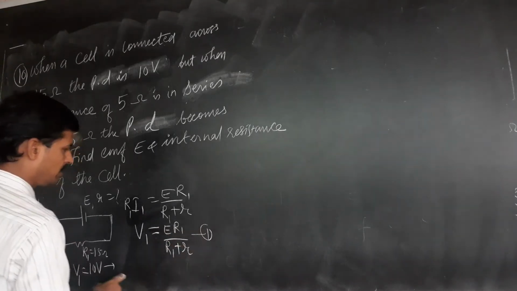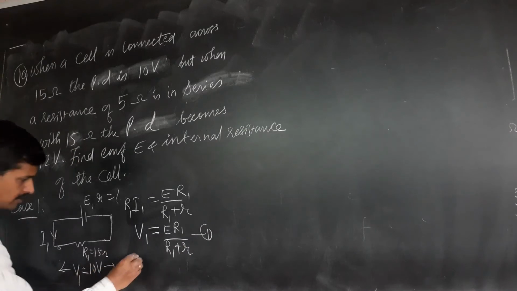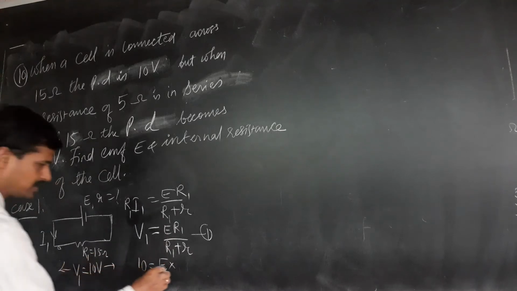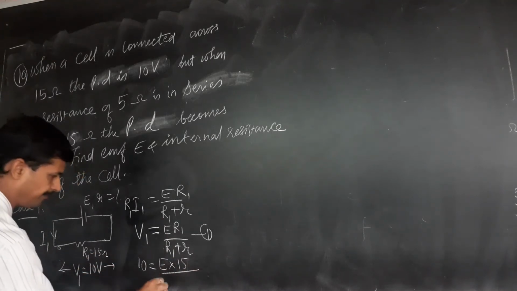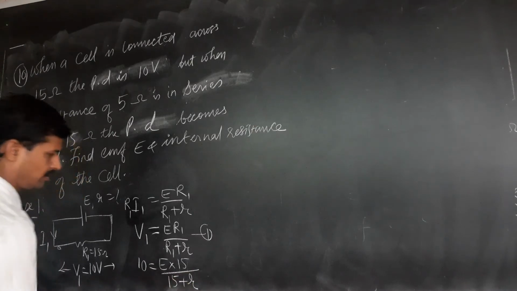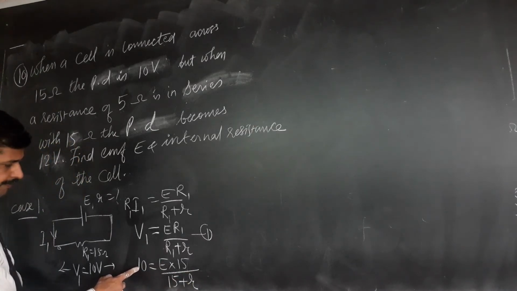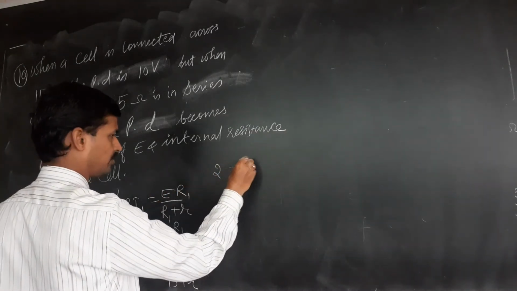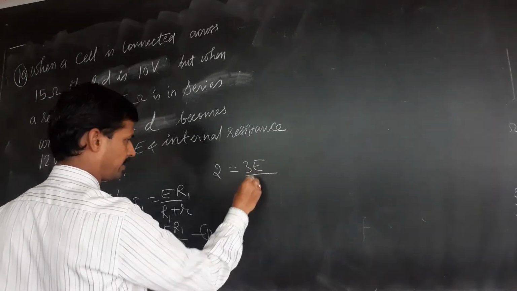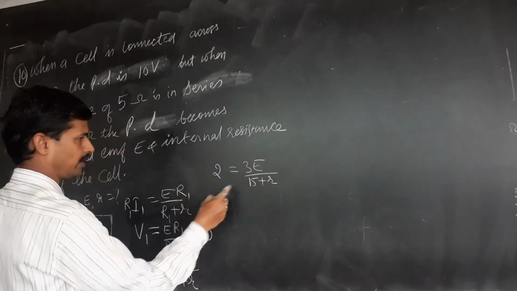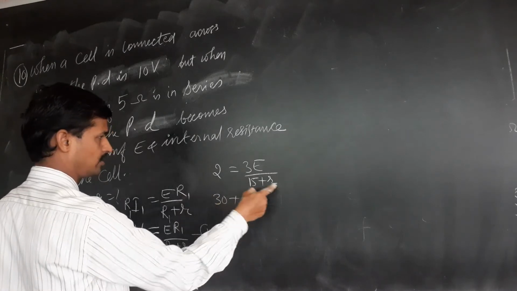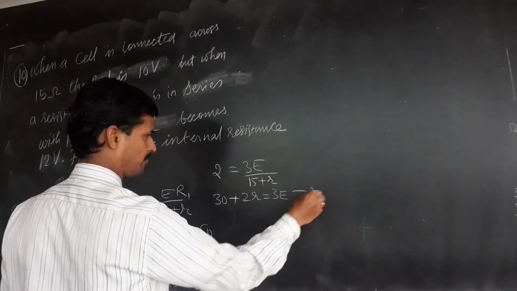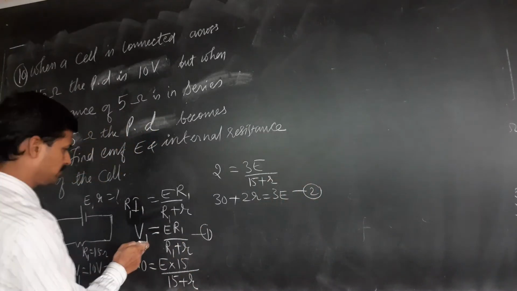Call it equation 1. What is the value of V1? 10. What is the value of EMF? We don't know. What is the value of external resistance? 15, plus small r. 5 2s are 10, 5 3s are 15. So it becomes 2 is equal to 3E, whole thing divided by 15 plus r. Cross multiply: 15 2s are 30 plus 2r must be equal to 3E. Call it equation number 2.